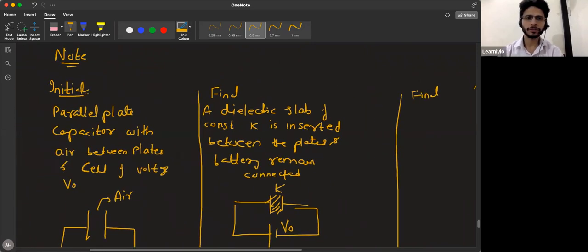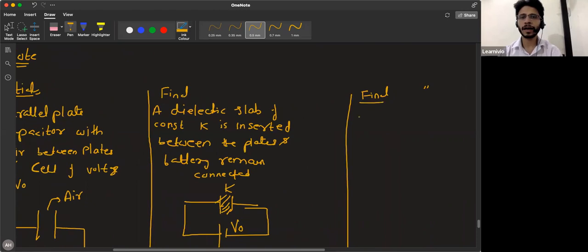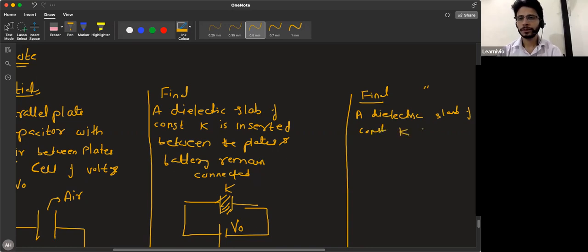This is the initial condition. The second, final condition could be a dielectric slab of constant K inserted between the plates, and the battery is disconnected.